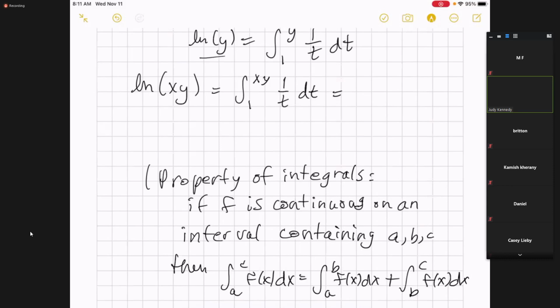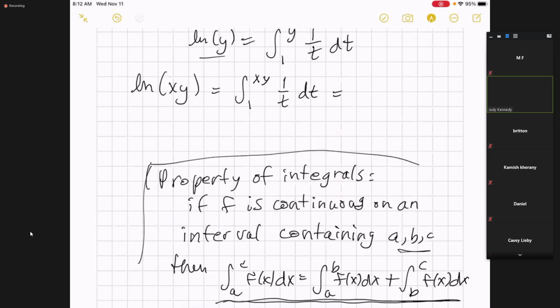That I can break that one interval, a to c, and I don't really care whether a is less than c or c is less than a. This statement's true. This is one of the properties of definite integrals. It's not for indefinite ones, since there is no interval to break up.